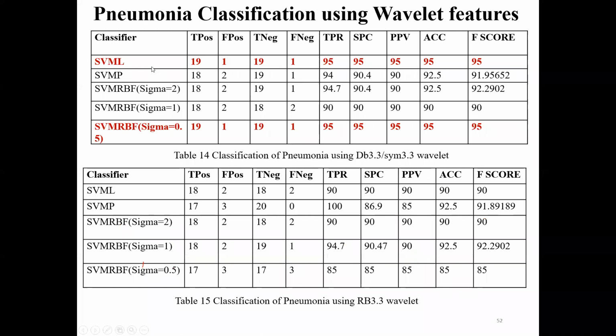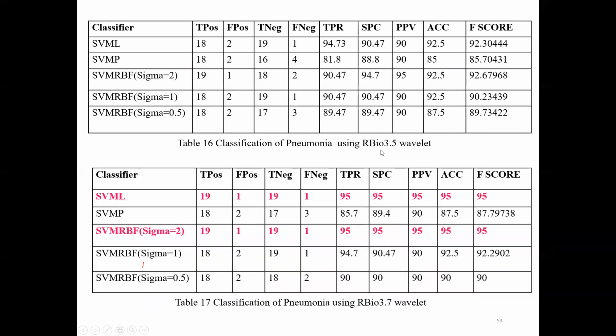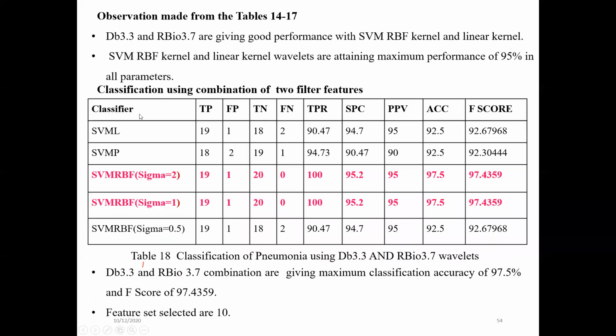And when it comes to the third disease, pneumonia, we did the same using the wavelet features of dB 3.3 and Symlet 3.3, RBIO 3.3, RBIO 3.5, and RBIO 3.7 wavelet. So the observation that can be made is that these two combinations of Daubechies and RBIO 3.7 are giving good performance with SVM, RBF kernel and linear kernel. So you have to try many combinations.